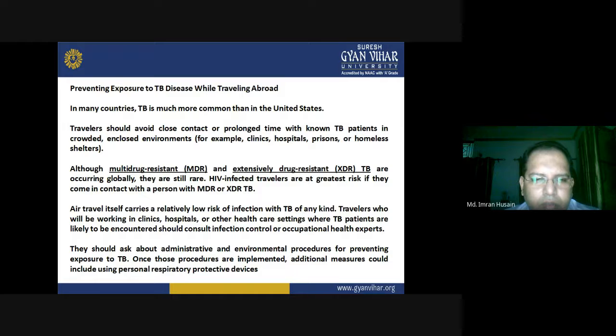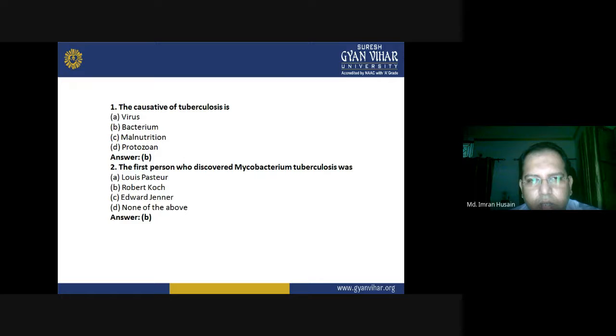Travelers who will be working in clinics, hospitals, or other healthcare settings where TB patients are likely to be encountered should consult infection control or occupational health experts. They should ask about administrative and environmental procedures for preventing exposure to TB. Once those procedures are implemented, additional measures could be included, using personal respiratory protective devices.